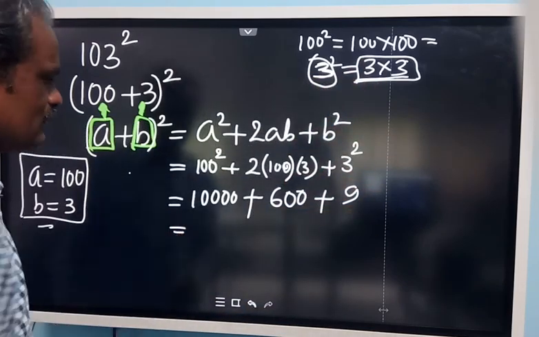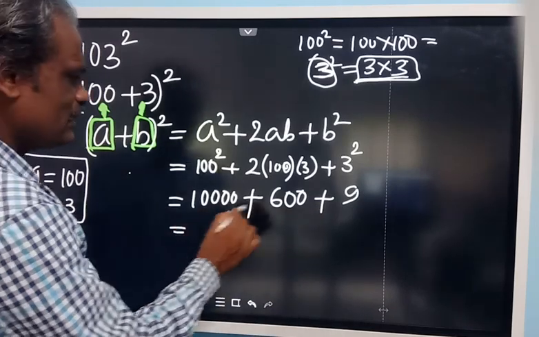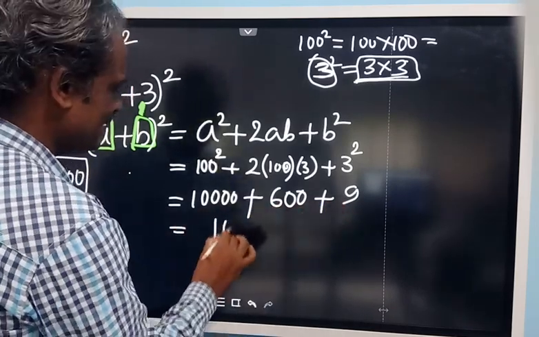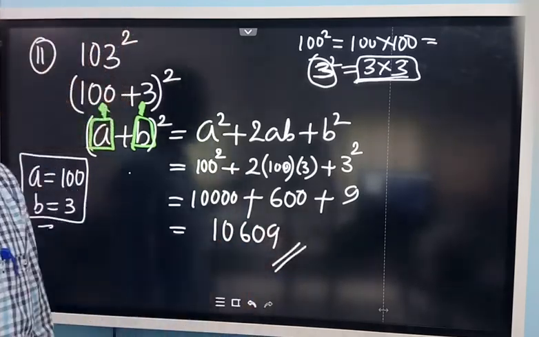Now simplify this one. Add this one: 10,000 plus 600 plus 9 is 10,609. So this is the solution.